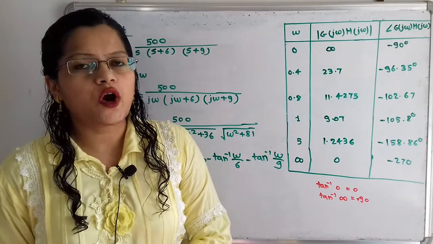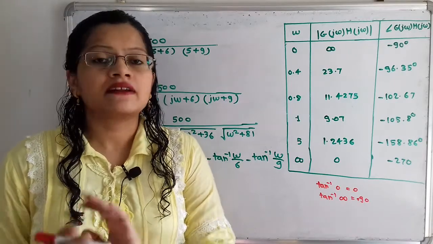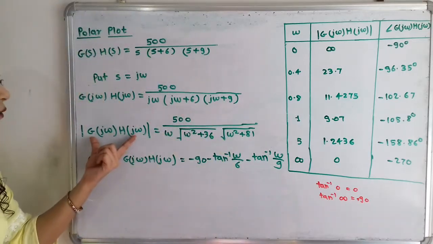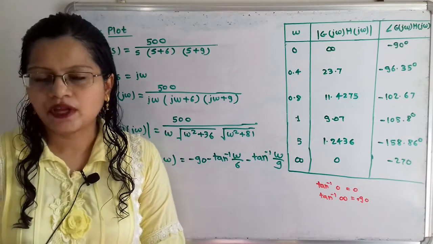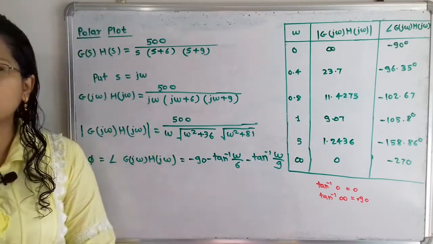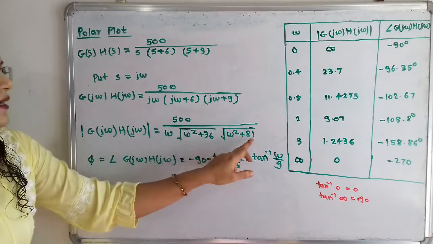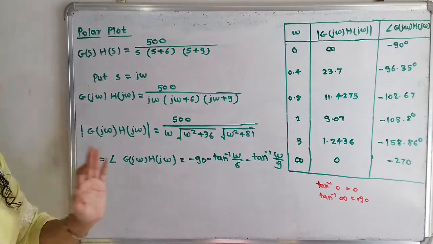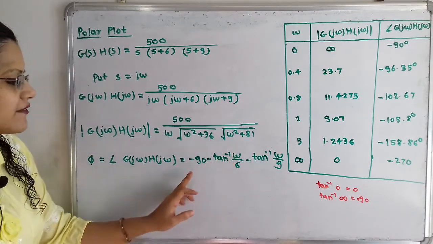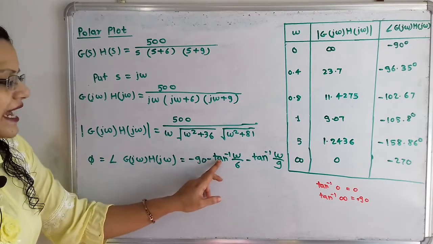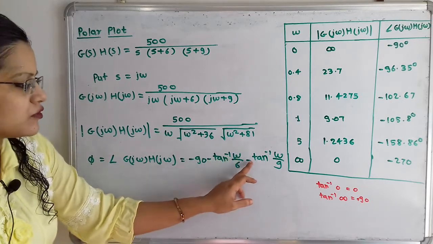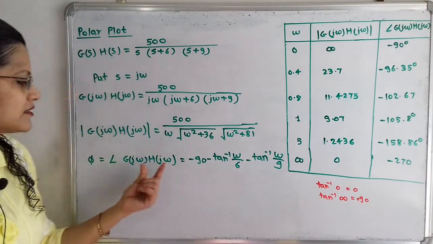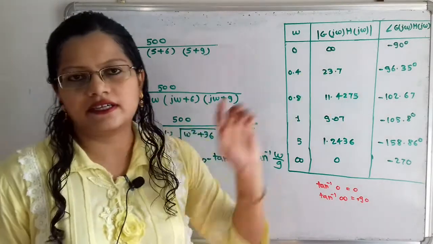To draw the polar plot on graph paper, we have to take different values of omega, and at those values of omega we have to find the magnitude as well as the phase angle phi. If we take omega equal to 0, then 500 divided by 0, so the magnitude is equal to infinity. For the phase angle phi at omega equal to 0, it is minus 90 minus tan inverse of 0 by 6, that is, minus tan inverse of 0. Tan inverse of 0 is equal to 0. So the phase angle phi is equal to minus 90 degree.